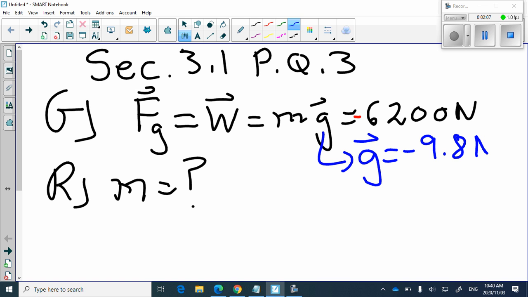And we know it's negative 9.8 newtons per kilogram. Now, did we have g before? Yes, we did. Remember, it was negative 9.8 meters per second squared. That's when we were considering the acceleration due to this gravitational field. But this is the gravitational field itself.